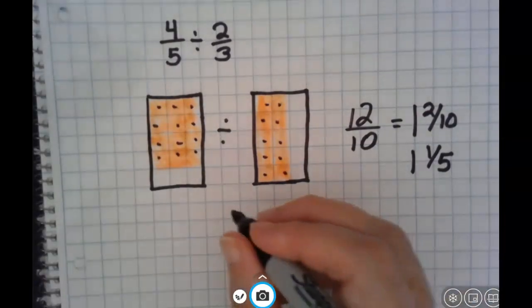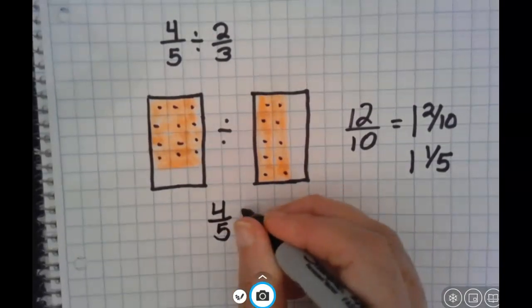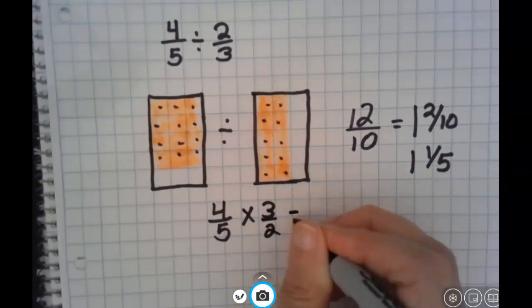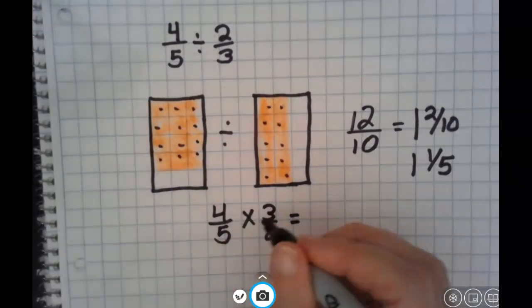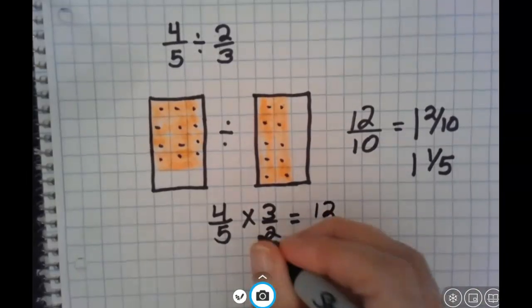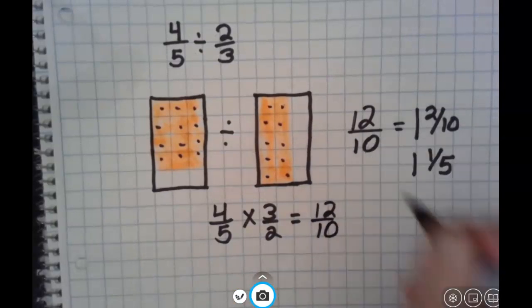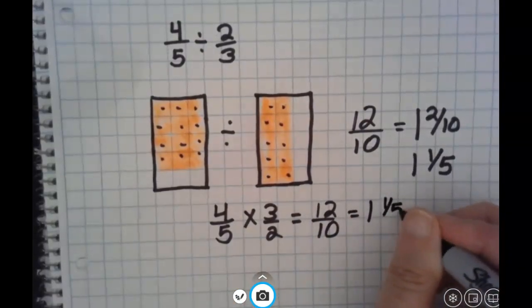Again, if we wanted to use our algorithm, keep, change, flip. You could simplify by cross products, or you can just multiply. I'm going to just multiply. 4 times 3 is 12. 2 times 5 is 10. I get the exact same answer that I got here, 1 and 1/5.